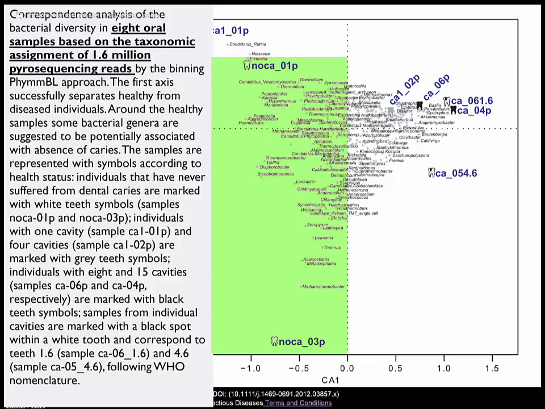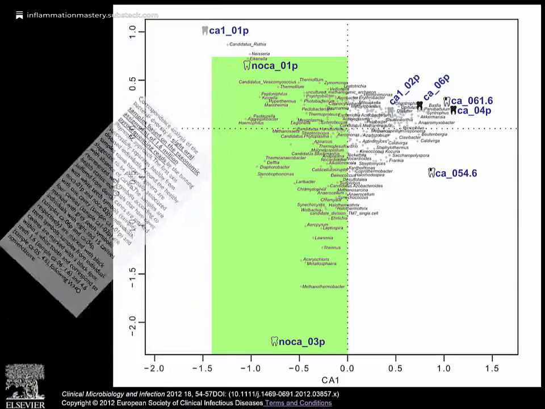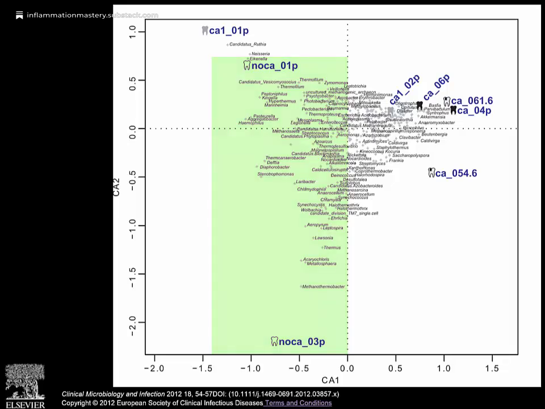These samples are represented with symbols according to health status. Individuals that have never suffered from dental caries are marked with the white teeth symbols. Individuals with 1 cavity and 4 cavities with gray teeth symbols, and individuals with 8 and 15 cavities are marked with black teeth symbols. So obviously, we eventually want to put ourselves in the white tooth category, and we'll talk about some ways to hopefully promote, achieve, and maintain that.